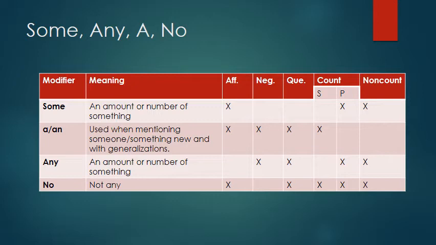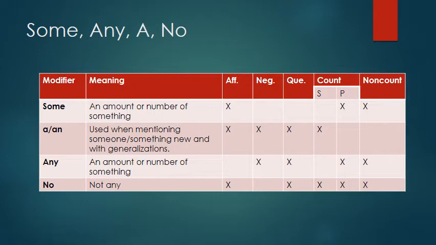Our next one is any. Any means an amount or number of something. You'll notice that any has the same meaning as some, but look at how it's used differently. Any is not used in the affirmative, but it's used with negatives, and it's used with questions. And you'll notice that some is not used with negatives and questions. Just like some, it's used with plural count nouns and also with non-count nouns.